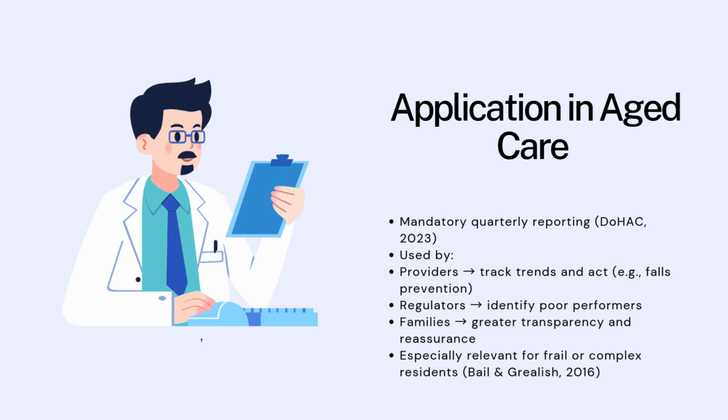At a facility level, managers and clinical leaders use quality indicator data to identify risks and guide interventions. For example, a facility with high falls rates may implement targeted exercise programs, review medications, and adjust the environment to reduce hazards. At the regulatory level, the Aged Care Quality and Safety Commission monitors quality indicator submissions to identify underperforming facilities and ensure compliance with the aged care quality standards.